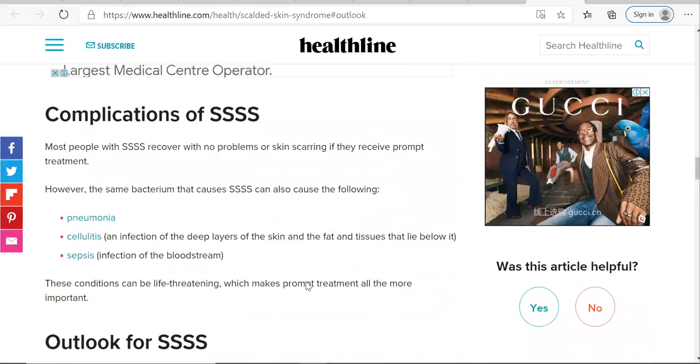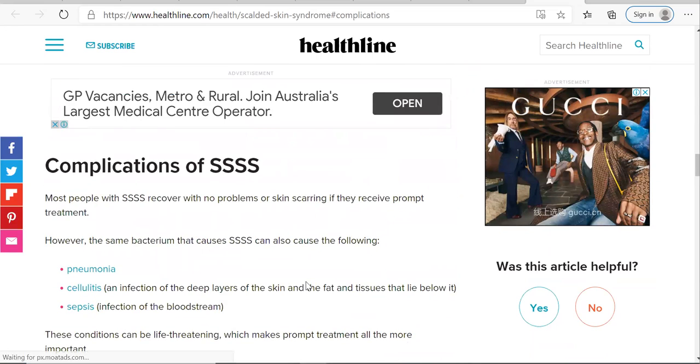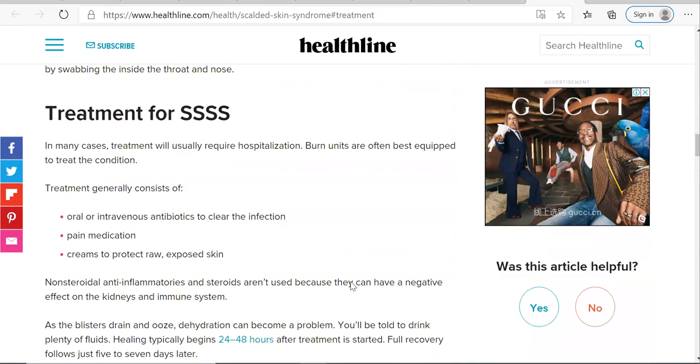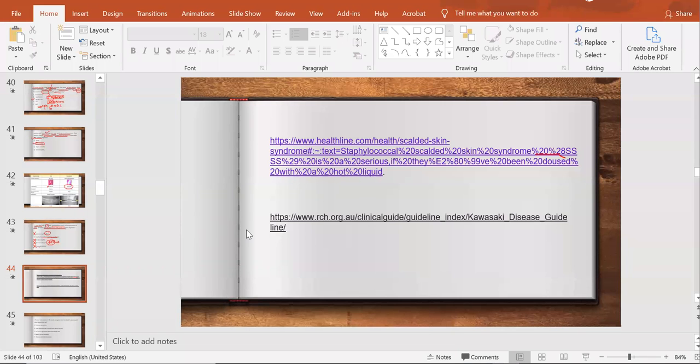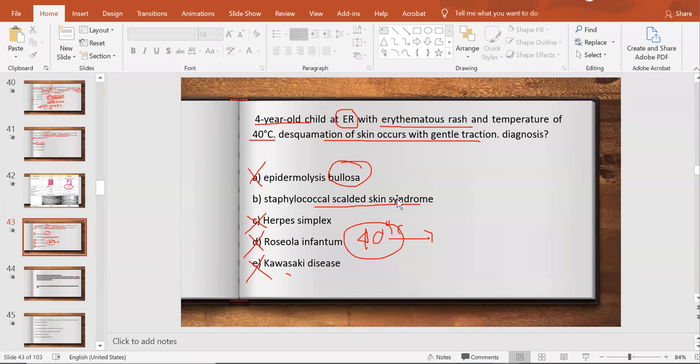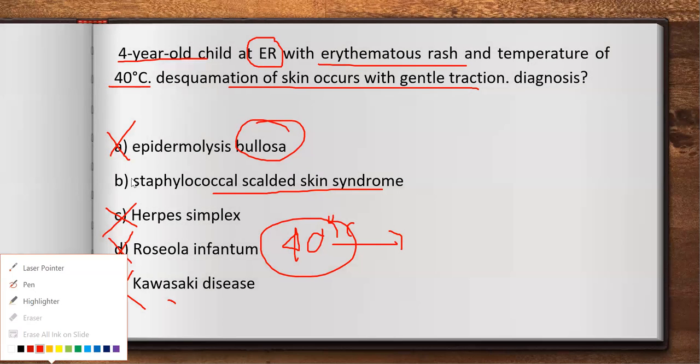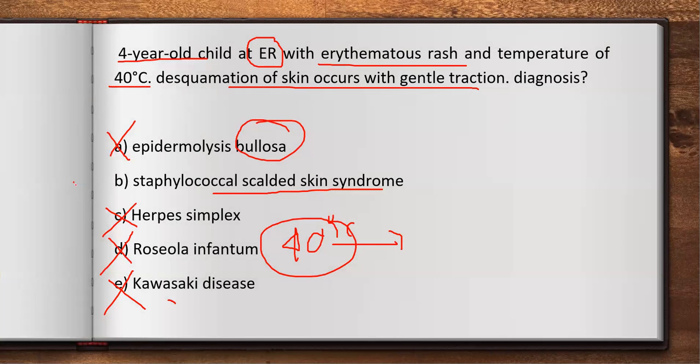How to manage treatment? Because it's a bacterial infection, you have to give flucloxacillin mainly for this infection. So most likely I'm still with staphylococcal scalded skin syndrome, but it still depends on the exam question, how they give it to you. It could be Kawasaki also if they change the question a little bit.